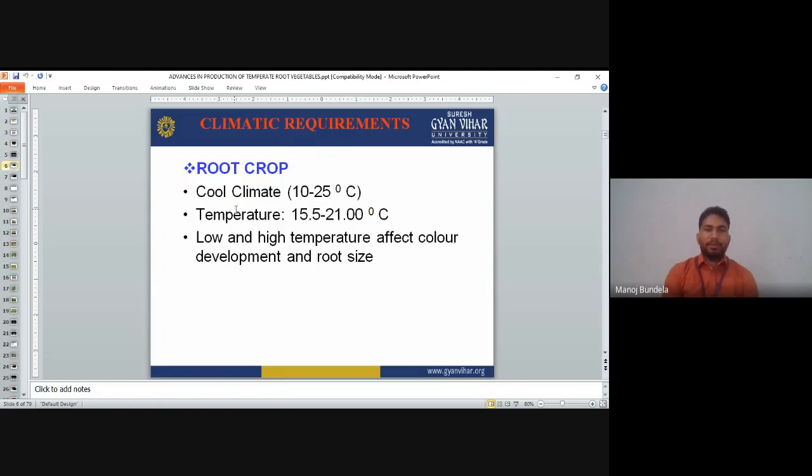Climate requirement. We already know they are cool season crops, so they require a cool climate. A temperature of 10 to 15 degrees centigrade is required, and 15.5 to 21 degrees centigrade is the best temperature for development. Low and high temperatures affect the color development and size of the root.